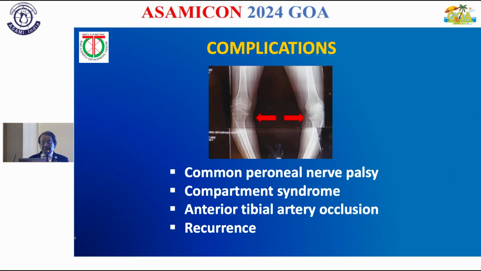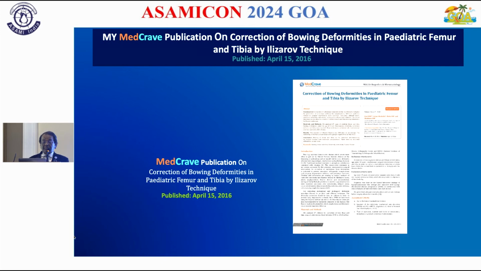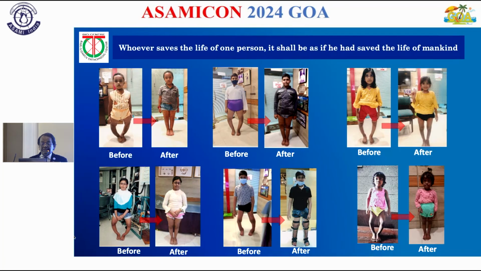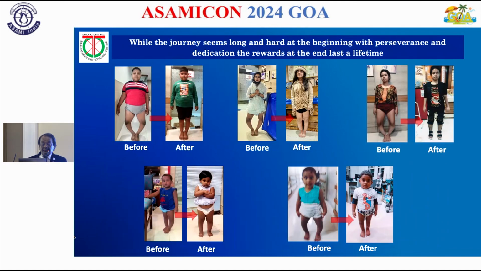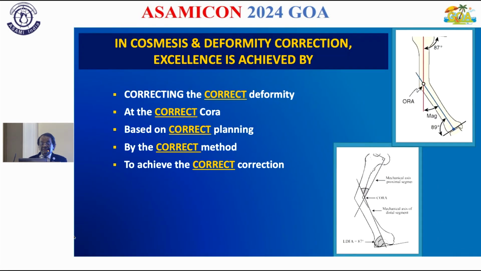So complications: common peroneal nerve palsy may happen, compartment syndrome, anterior tibial artery occlusion may happen, recurrence may be, but I have not seen it in my cases, and I have publications in the American Medcrave MOJ journal regarding this. And whoever saves the life of one person, it shall be as if he had saved the life of mankind. So these are the cases that we are doing.